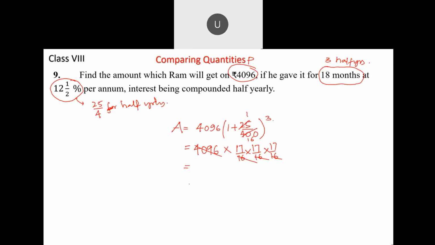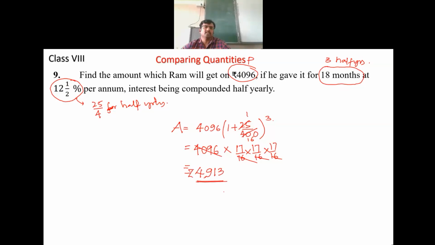So what we will be getting is 17 cube, 17 into 17 into 17. 17 cube is the answer, sir. You remember what is 17 cube? I don't remember it. We have to multiply. Then we get 4,913 rupees. This is the amount. Correct. Very good. Find the amount.